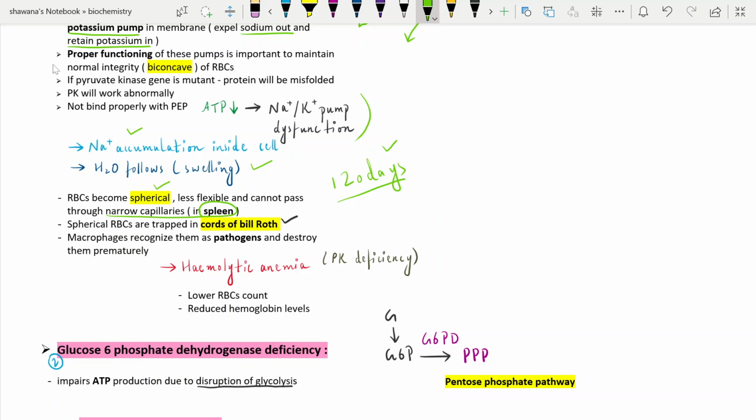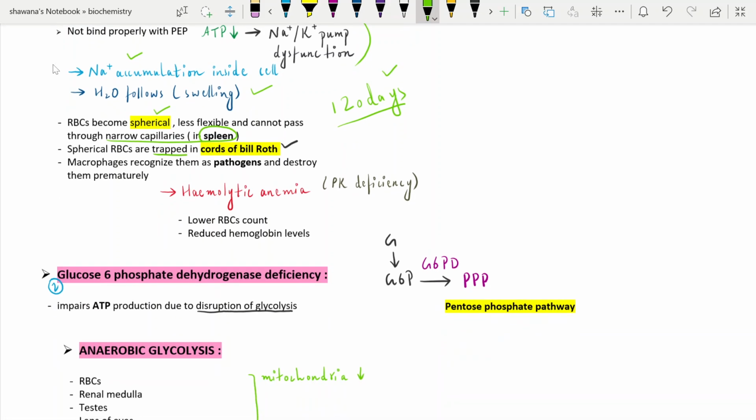Here they are trapped because these cords have a very narrow size and the RBCs are trapped here. The macrophages present in this area recognize these RBCs as pathogens and destroy them prematurely because they have not completed their 120 days yet. So they are destroyed prematurely and it will result in hemolytic anemia. Now you understand how pyruvate kinase deficiency results in hemolytic anemia.